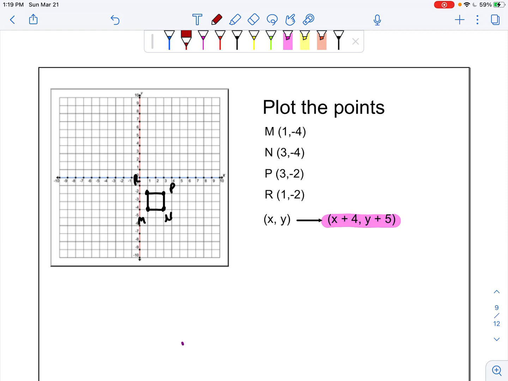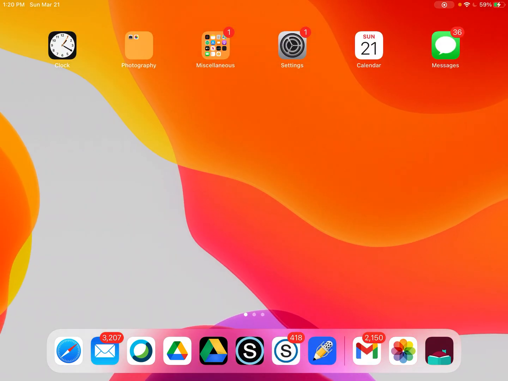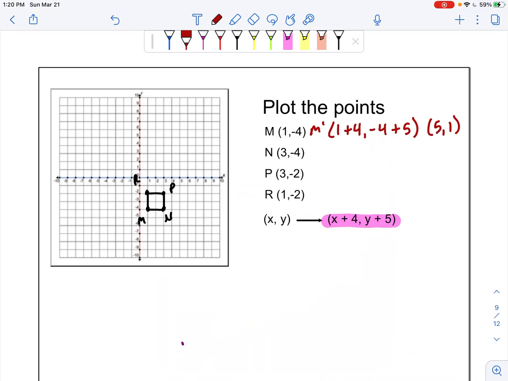So if I'm looking at this M prime, my x is now a 1, but I'm going to be adding 4. My y is a -4, but I'm going to be adding 5. So my new M is going to be 5, 1. And then my new N prime is 3 + 4, and then -4 + 5. So my new N is going to be 7, 1.